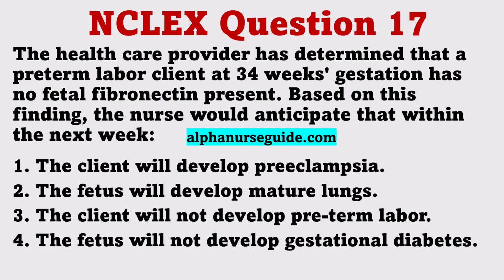The correct answer is 3. The absence of fetal fibronectin in a vaginal swab between 22 and 37 weeks gestation indicates there is less than 1% risk of developing preterm labor in the next week. Fetal fibronectin is an extracellular protein normally found in fetal membranes and decidua and has no correlation with preeclampsia, fetal lung maturation, or gestational diabetes.